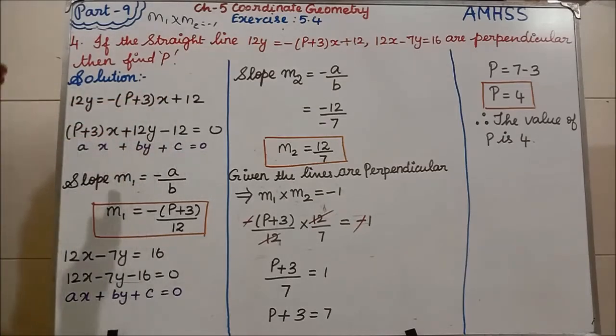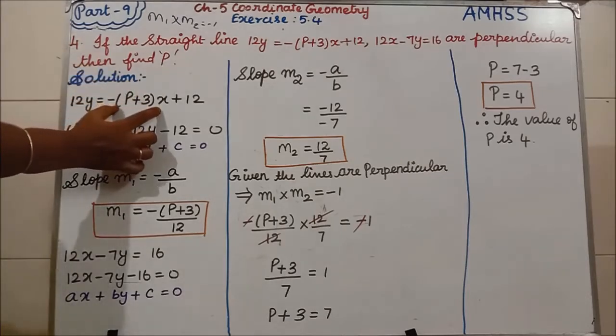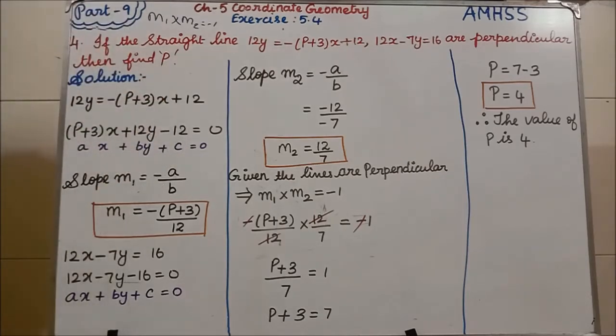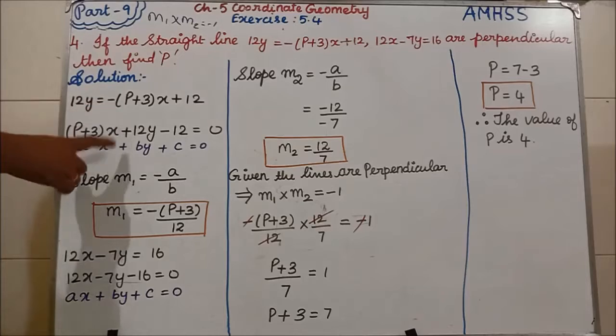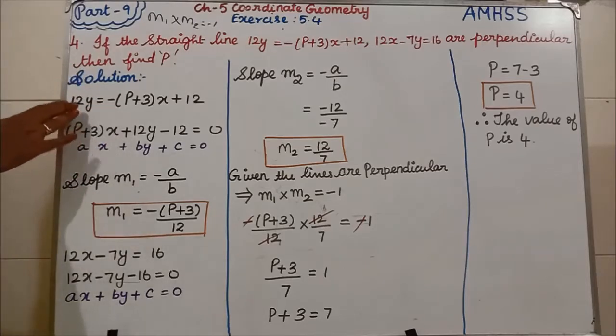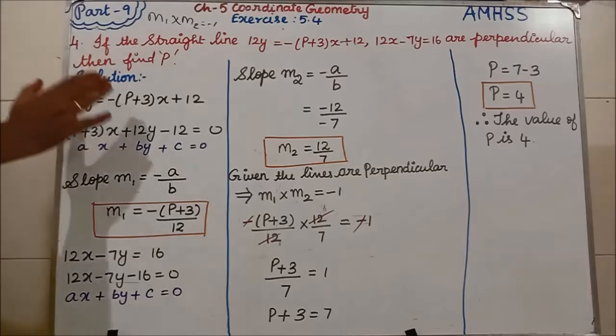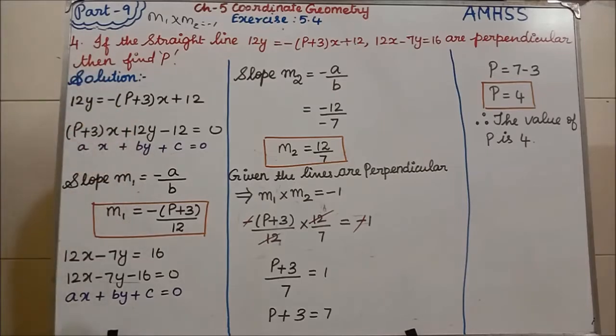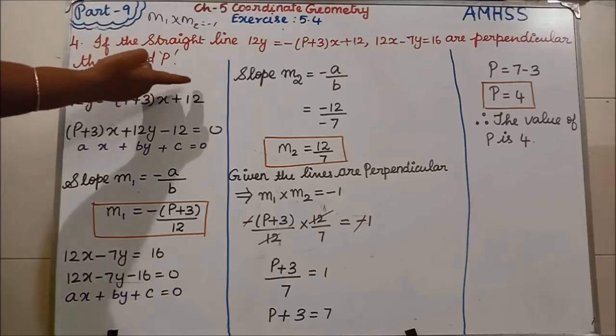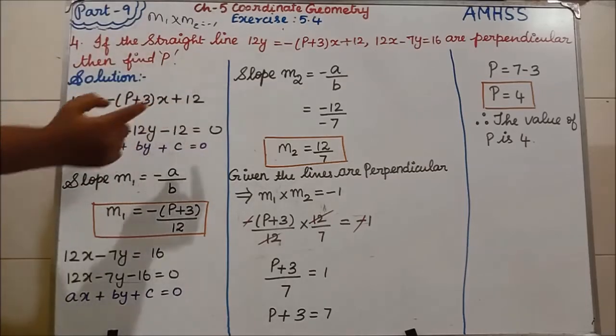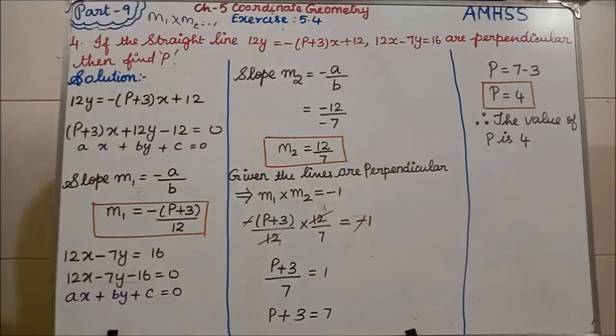I need the x term to be first. So I am taking this term to the left hand side. Minus will become positive, (p plus 3)x here. Next the y term we need. Already on this left hand side we have 12y, so just write 12y itself. Clear? Then the constant term we need. This constant term will come to this side, it will become minus 12 equal to 0. Clear, students? Now we know what A is. p plus 3 is our A. What is our B? 12 is our B. What is our C? Minus 12 is our C.